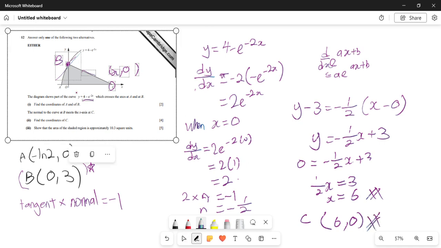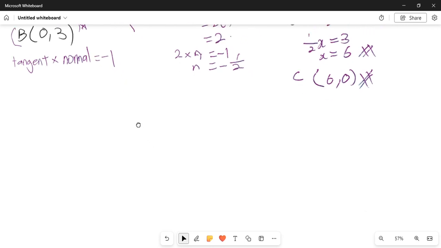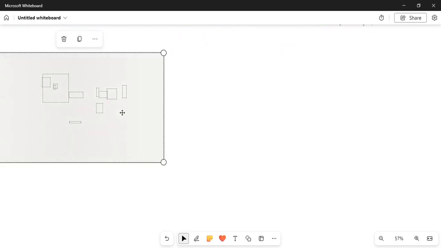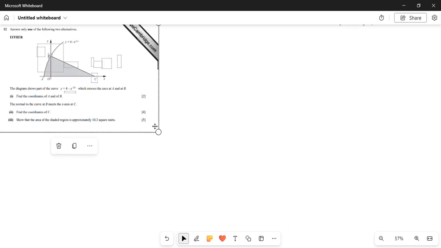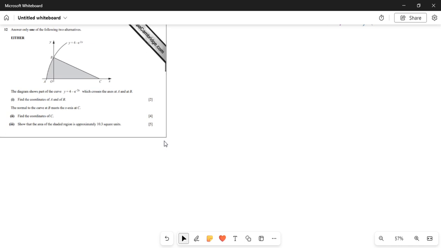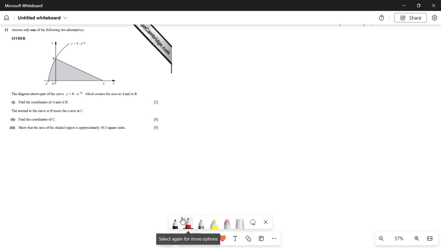Okay. So I finished the second question. Now I'll be moving on to the last one. The last one is the tough question. It's a really tough one. Let's see. Show that the area of the shaded region is approximately 10.3 square units.